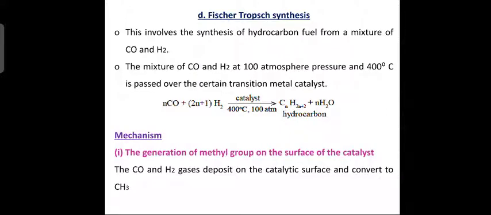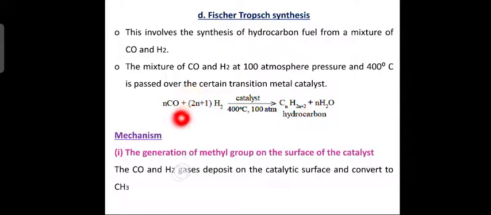Now what is this Fischer-Tropsch synthesis? This involves the synthesis of hydrocarbon. Hydrocarbon is nothing but what? Alkane hydrocarbon fuel, from a mixture of carbon monoxide and hydrogen. The mixture of carbon monoxide and hydrogen at 100 atmosphere pressure and 400 degrees Celsius is passed over a certain transition metal catalyst.